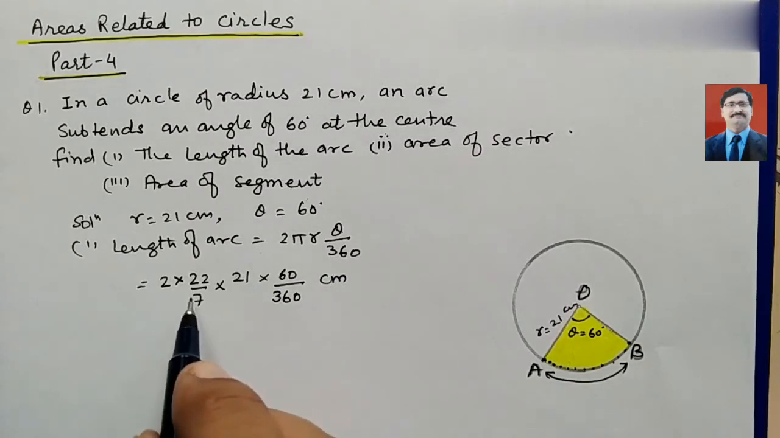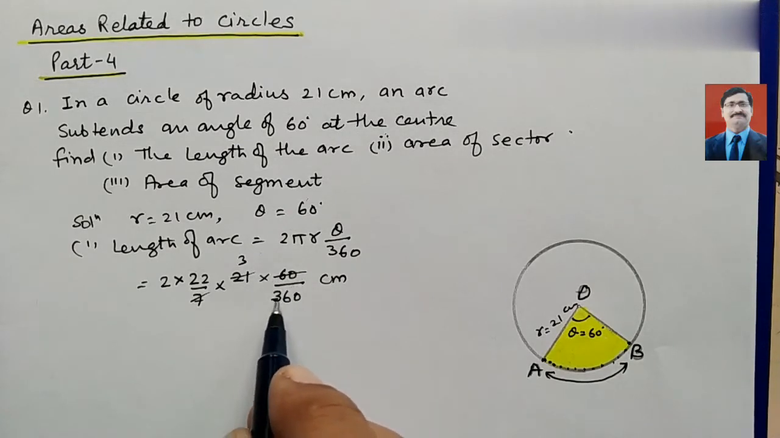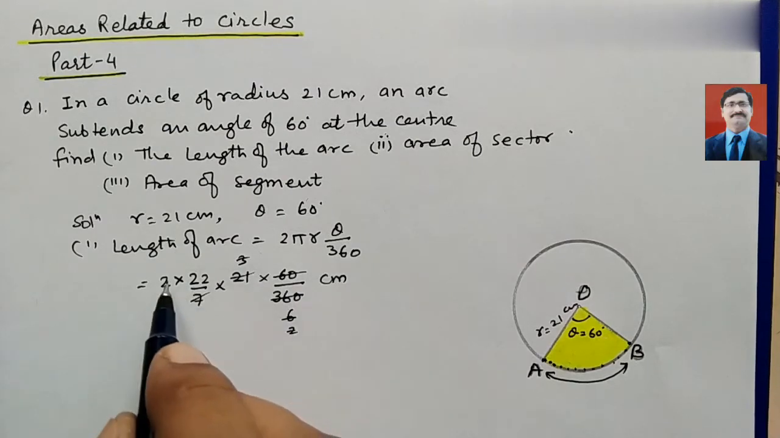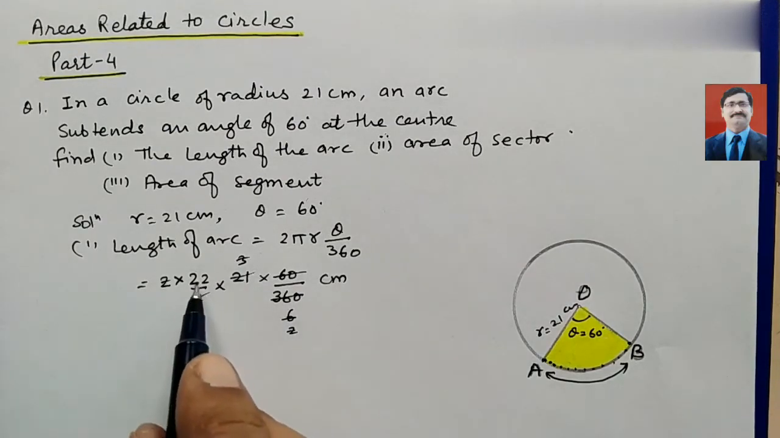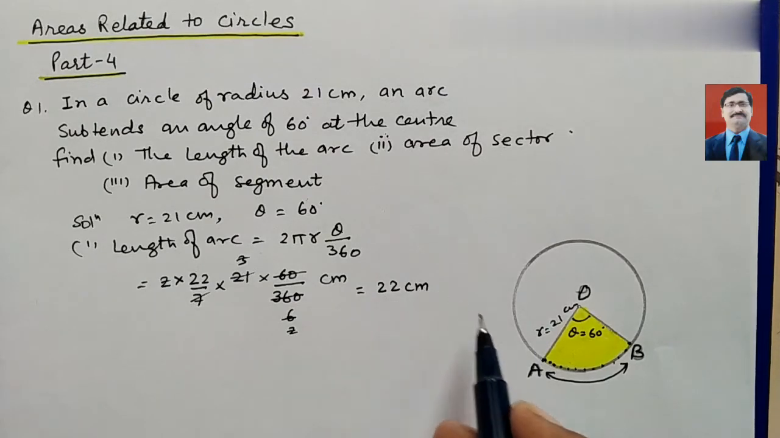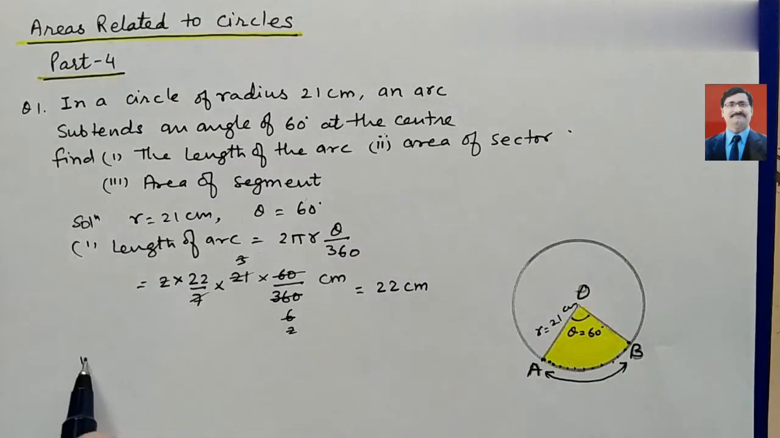Now 7 and 3 we can cancel, 7 3s are 21, and 6 6s are 36, 3 1s are 3, 3 2s are 6, 2 and 2 we cancel, means all is cancelled, only 22 is remaining. So 22 centimeter is the length of arc. All of you understand, this is a very simple solution we have done.